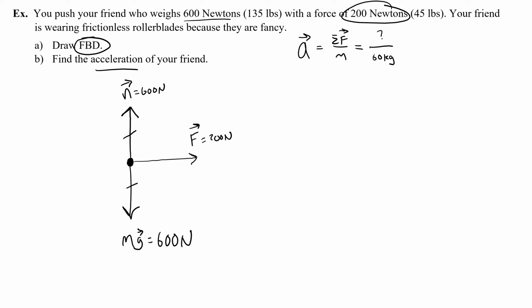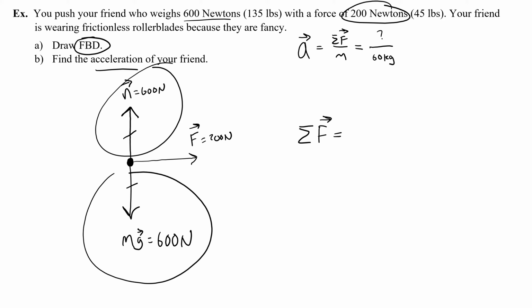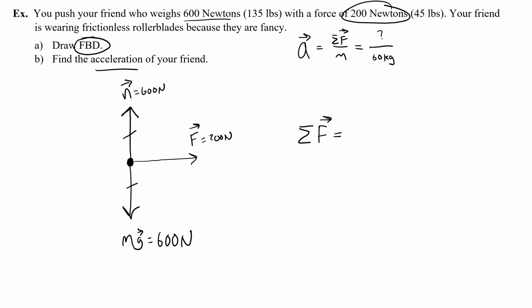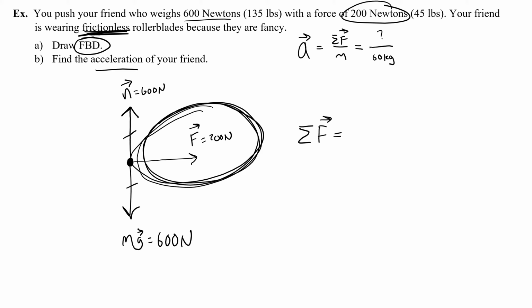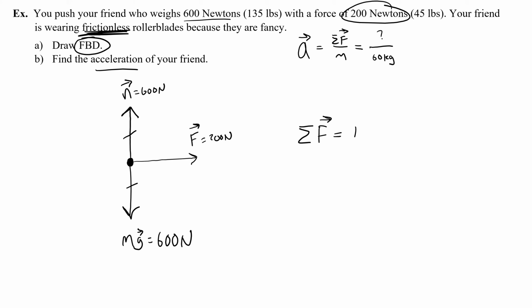Okay, so what's the net force? Now, this is a situation where the normal force and the weight, they balance each other, so they don't contribute to the net force. They cancel out. And there's no friction because these are frictionless rollerblades. So the only force that's really acting on the object and changing the motion is this applied force. So you would just say sigma F does equal F for the applied force. So this is a rare case where the applied force is the same as the net force. And so this tells you that the net force is that 200 newtons.